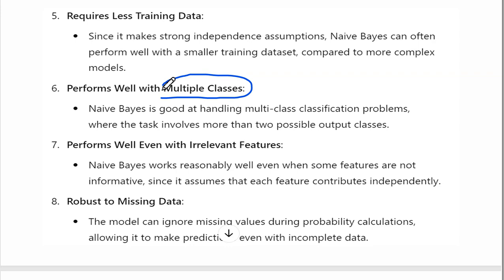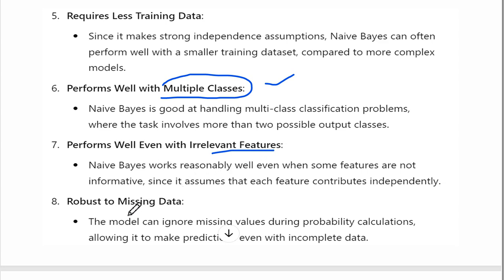That is a binary class problem. Even if you have more than two classes, it performs well. It again performs well even with irrelevant features. Why? Because sometimes some features may not be relevant to another feature. Even if you have irrelevant features in the data set, the algorithm works very well.